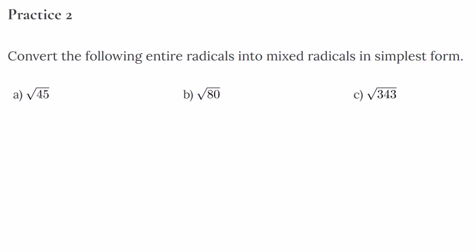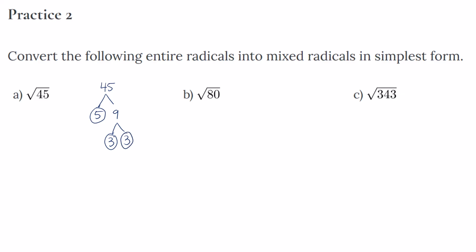The second method that can be used to convert entire radicals into mixed radicals uses prime factorization. So we're going to start by prime factorizing 45. I'm going to break this into 5 and 9. 5 is prime, so I'll stop there. And then I'll break 9 into 3 and 3. Those are both prime, so I'll stop there.